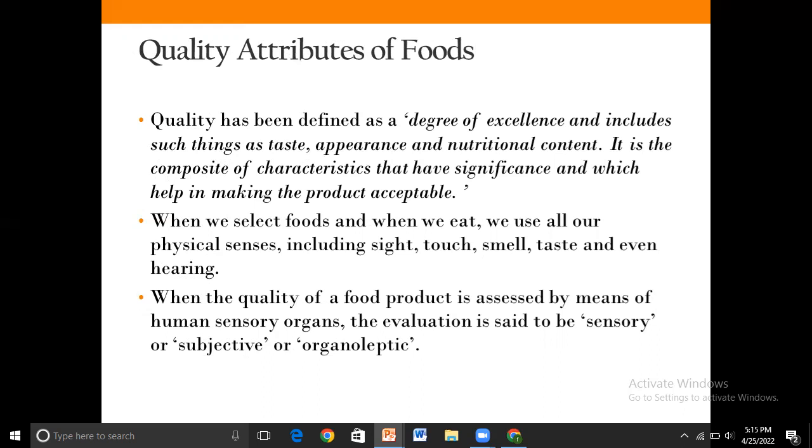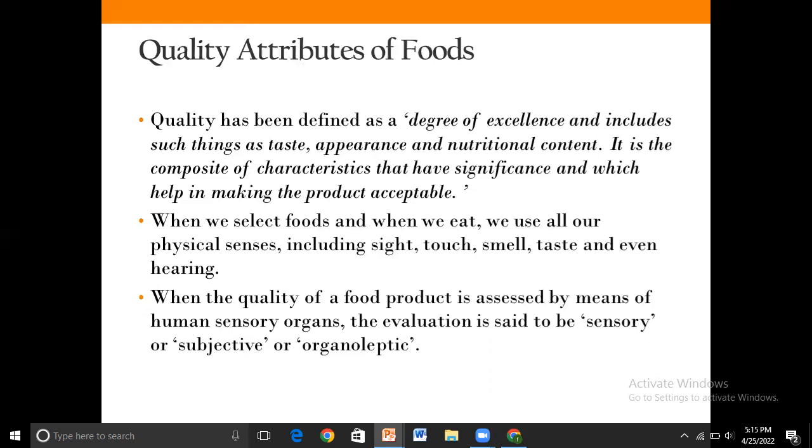These three terms are very important: sensory, subjective, organoleptic. Organoleptic means when you are using your sense organs to assess a food. Sensory has to do with your senses. Subjective is subjective in nature, because it is different for different people. Some people might like the taste of bitter gourd, some people might find it very yucky. So subjective means it is different for different people.